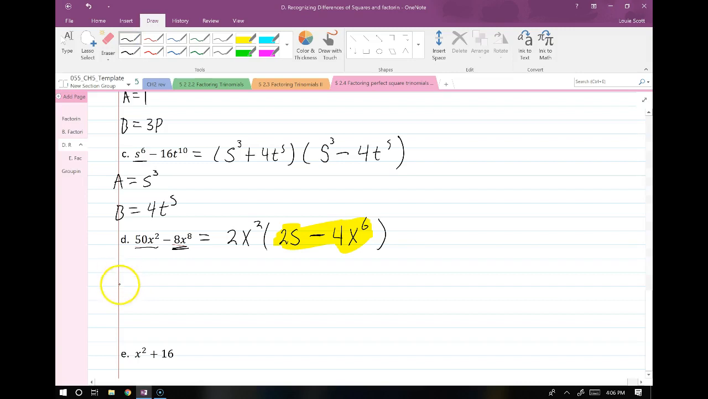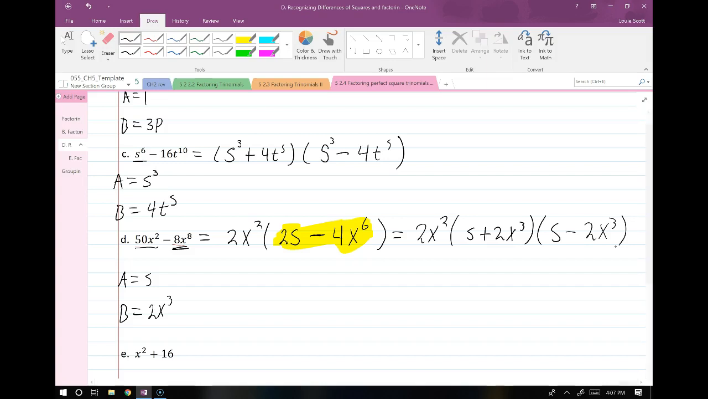So you might have noticed your a is equal to the square root of 25, so that's just 5. Your b, that's equal to the square root of 4x to the sixth, so that's just 2x cubed. So now we just fill this guy out. The 2x squared stays out there. And then on the inside, I have a plus b, so I have 5 plus 2x cubed. And I have a minus b, 5 minus 2x cubed. And there we go.